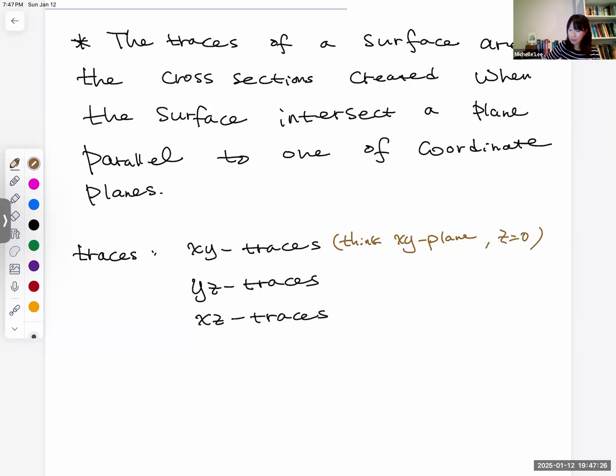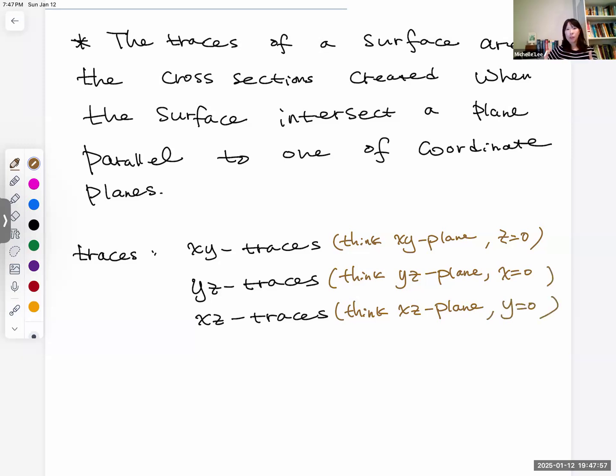What about the yz traces? So think yz plane. Then what's the equation of that? The missing variable is x, so x equal to 0, right? Now xz traces. Think xz plane, the missing variable, which is y, so y equal to 0, right? So we are using those traces. So think xy plane, set z equal to 0, yz plane, set x equal to 0, xz plane, set y equal to 0.